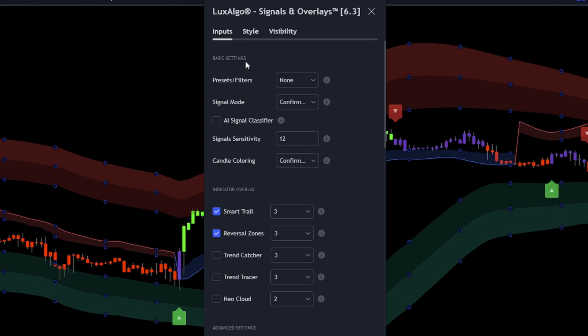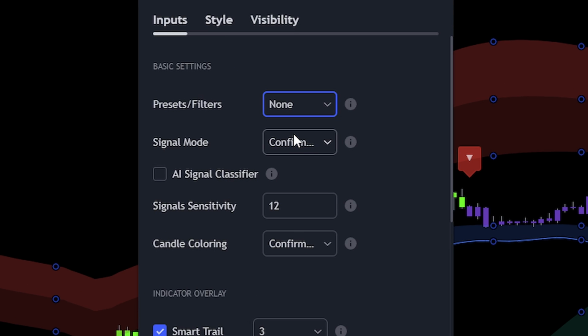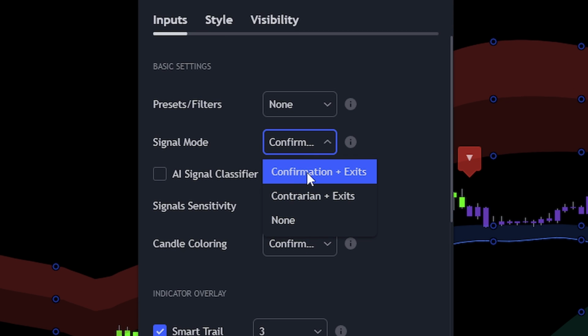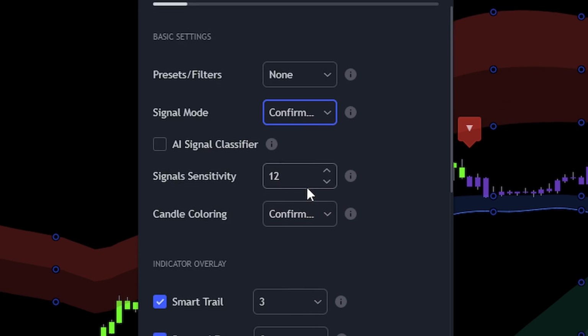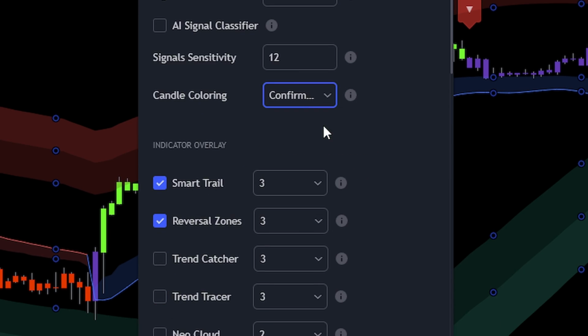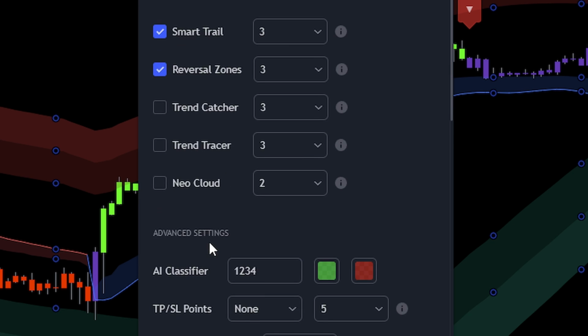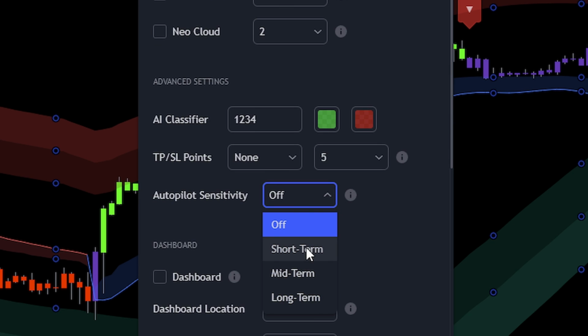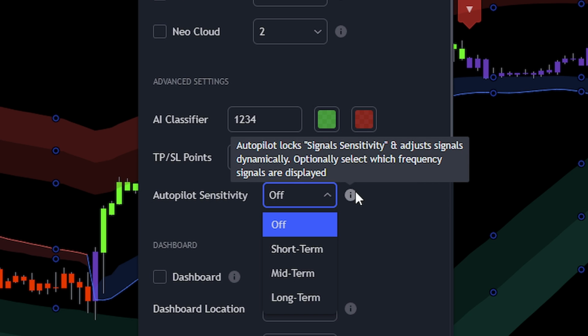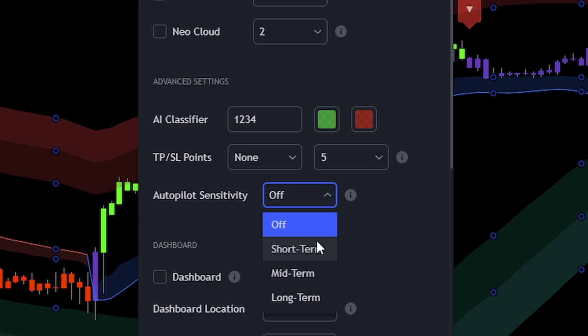Alright, let's adjust our indicator settings. First, set the presets and filters to none. Then, switch the signal mode to confirmation and exits. For candle coloring, choose confirmation simple. Don't forget to enable both the smart trail and reversal zones indicators. Lastly, activate the autopilot sensitivity by selecting one of the frequency options. This feature dynamically adjusts the signal's frequency, so be sure to experiment with each option on your asset and time frame to find the best fit. Personally, I prefer using the short-term sensitivity for this strategy.